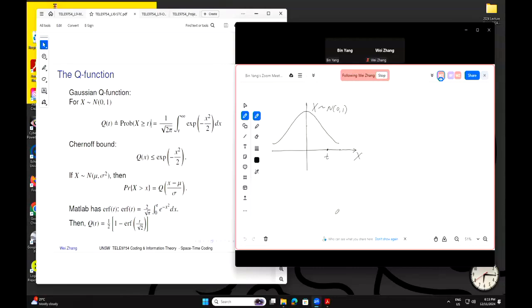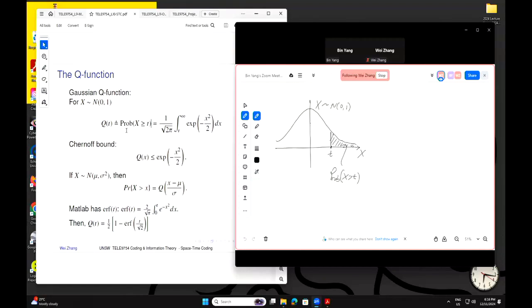So the probability x larger than t is equivalent to the region on this part, the shaded area under the curve of the PDF from t to infinity. So that is called the probability of x larger than t. Do you understand? The physical meaning of the probability x larger than t can be denoted by this area, the integration of this area.